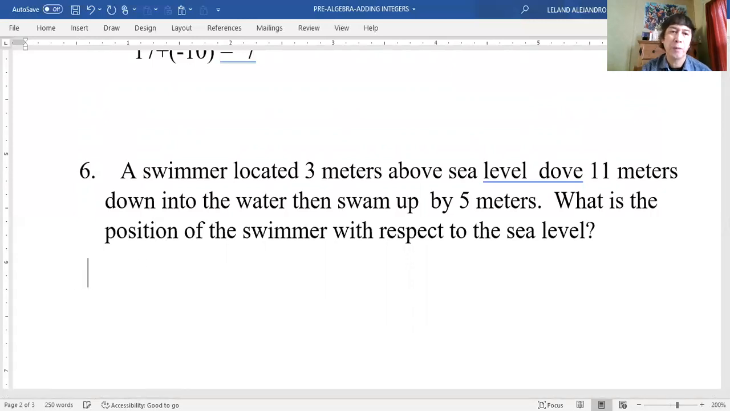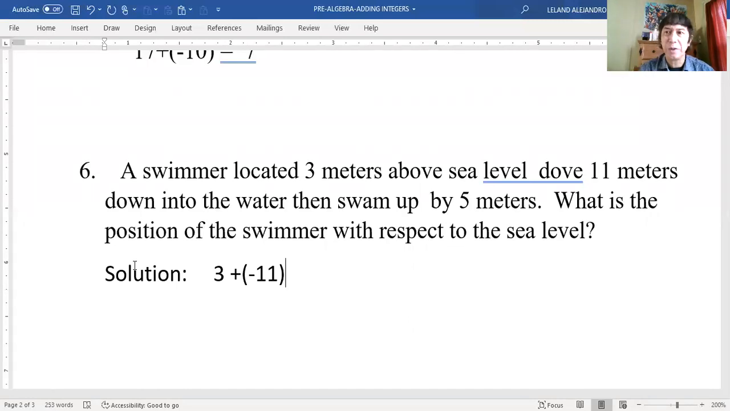So for our solution here, we shall start with a positive 3. There, without any sign. That means it's positive. It's above our reference point sea level. So it's positive 3. Now, assuming that positive 3 is the jumping board, the swimmer dove 11 meters downward direction. So that means plus a negative 11. There. We will take going up positive, we will take going down negative. And then upon doing that, okay, the swimmer swam upwards by 5 meters. So that's going up again.